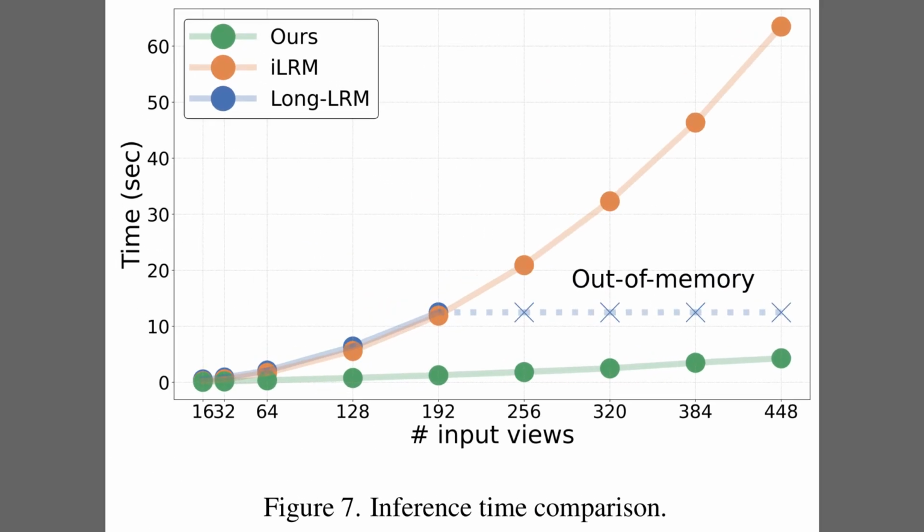Alright, while Figure 6 dissected internal variants, Figure 7 compares full methods head-to-head on speed. The green curve for the new model stays under about 4 seconds, even at 448 views, so latency grows very gently. The orange iLRM line rises steeply past 60 seconds, and the blue Long-LRM curve hits an out-of-memory wall beyond roughly 192 views. This gap shows that only the hierarchical design truly scales to hundreds of images in practice.